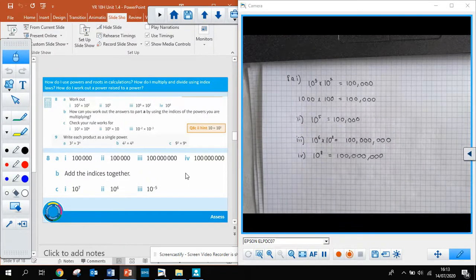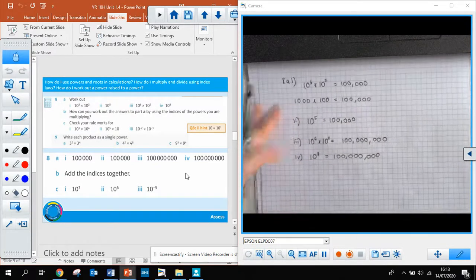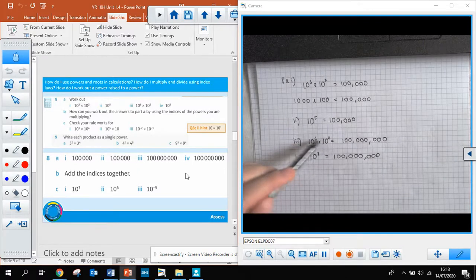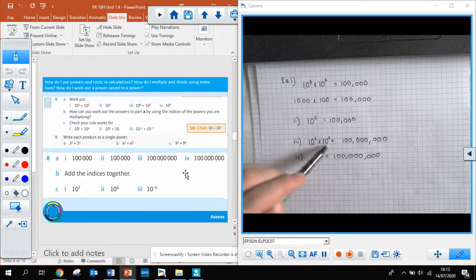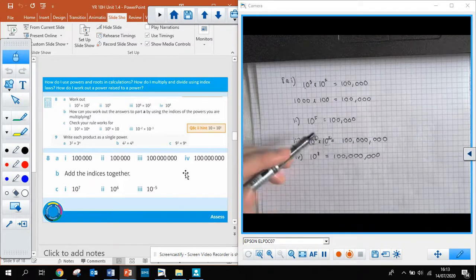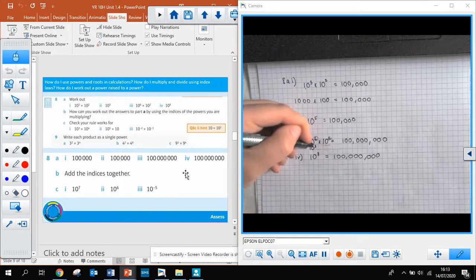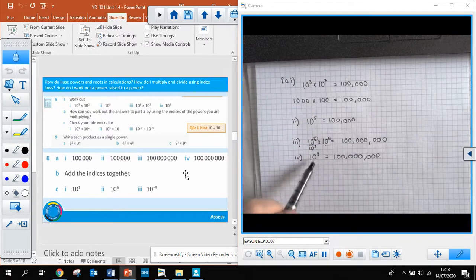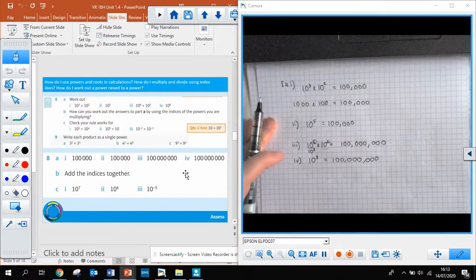How can you work out the answer to part A by using the indices of powers you are multiplying? So how could you have done that? Well, the rule that you should have hopefully come up with is that when you're multiplying indices, you add your indices. As they've both got the same base, they've both got 10 as their integer, all we do is add the indices. So 6 and 2 is 8, so 10 to the power of 8 is 100 million, which is true here.